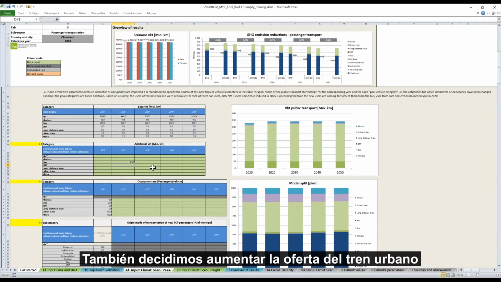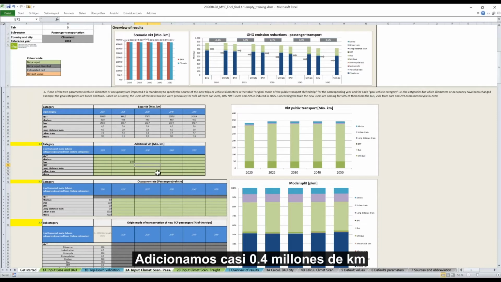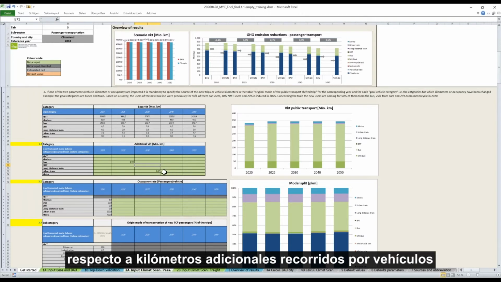And we also decide to increase the offer of the tramway, in 2030, because it takes a bit more time to implement, to build, and we add almost 0.4 million kilometers. So that's the result of all the measures we decide concerning additional vehicle kilometers.